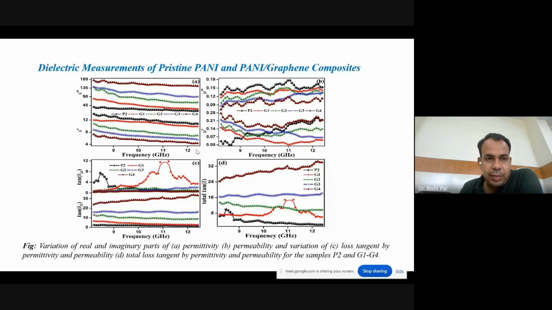application. Similarly, here we can see, as I earlier told you, graphene is a conducting material. Due to the conducting material, here epsilon double prime, which is the dielectric loss, is increasing. That means the conductivity of the sample is increasing, and then the dielectric loss is increasing.